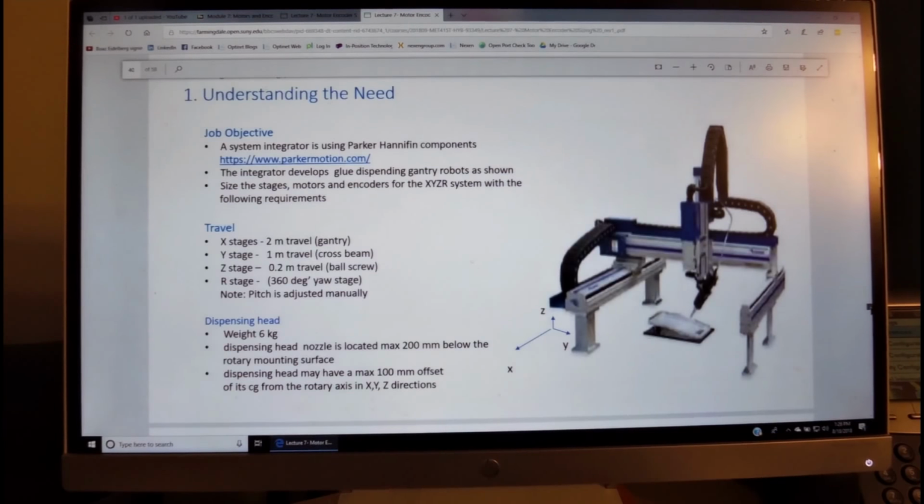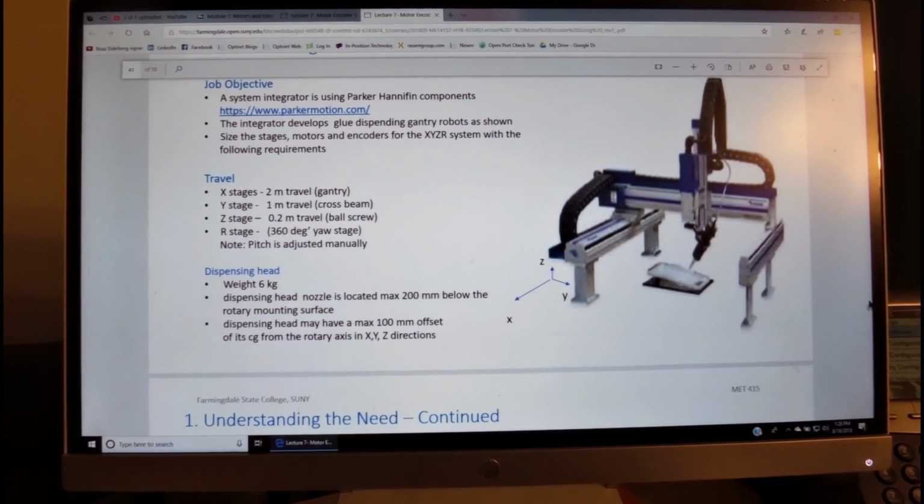In this particular example, we see a customer that is interested in manufacturing a dispensing device. We have the dispenser over here, and the customer is interested in using standard actuators in a gantry configuration, and the actuator that the customer in this particular example decided to use is those of Parker Hannifin. This is the web link where we can find all the information related to this manufacturer.